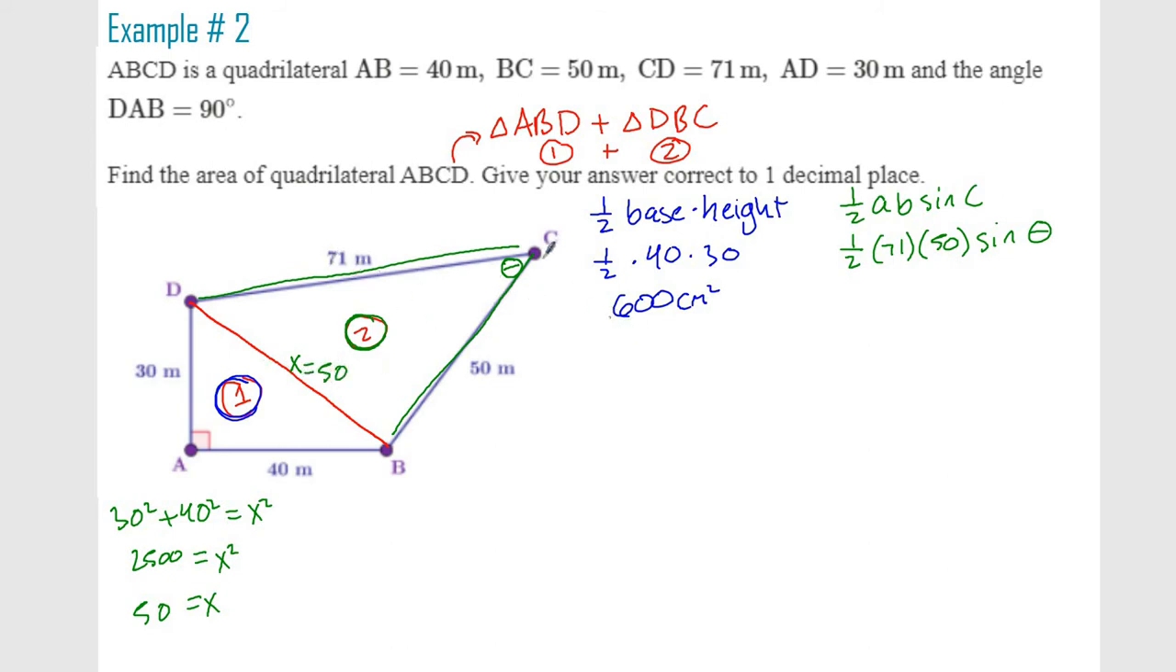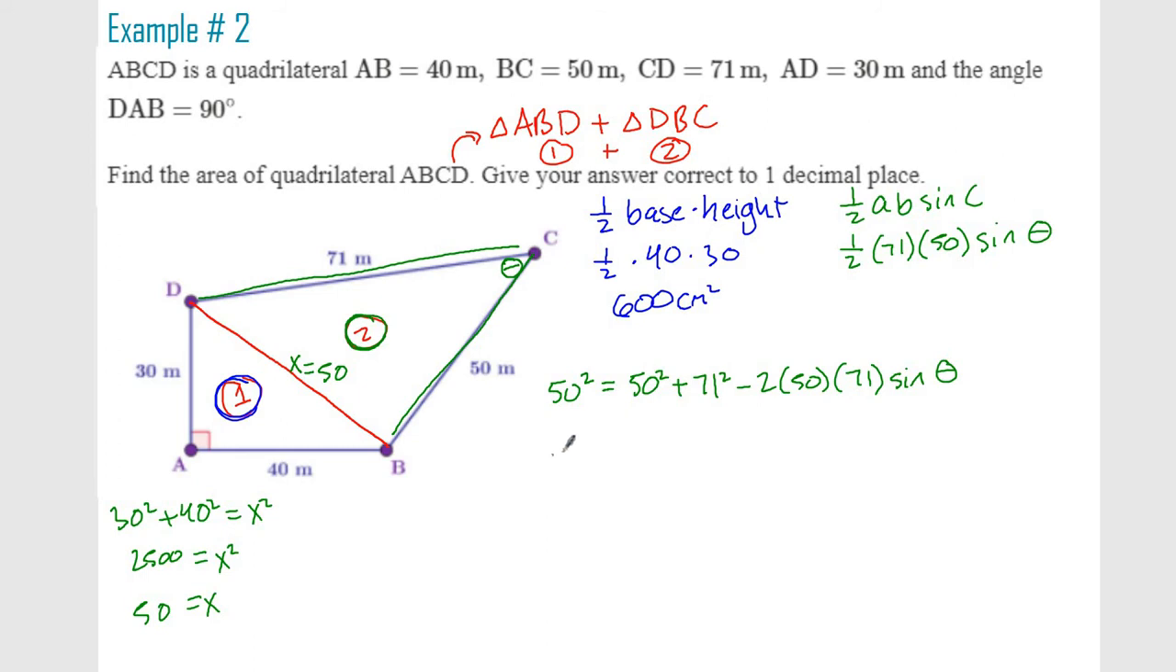So for here, to figure out what C is, we can do the law of cosines. That would be 50 squared equals 50 squared plus 71 squared minus 2 times 50 times 71 times the cosine of angle theta, or angle C. We work all this out on our calculator: you square these, subtract them, then divide by this, and then take the inverse function.